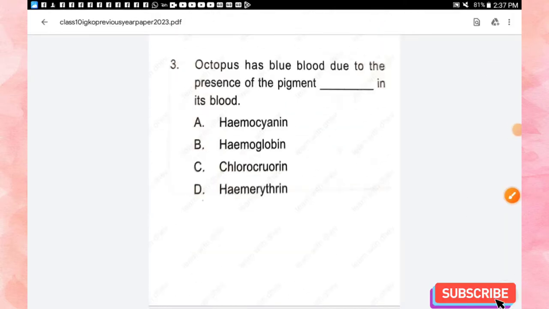Question number 3. Octopus has blue blood due to the presence of the pigment to be filled up in its blood. Option A, hemocyanin, hemoglobin, chlorocruorin and hemerythrin. The right answer is option A, hemocyanin.